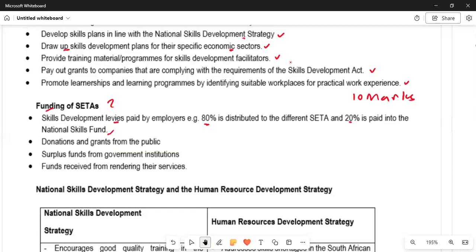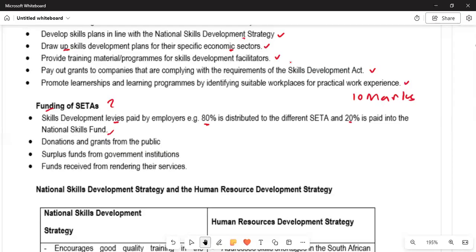So it makes 100% all in all. So the 80% is whereby it's going to agri sectors, is going to go to farming, is going to go to educational sector and all stuff. So that is that. They also get funds from the donations and grants from the public.